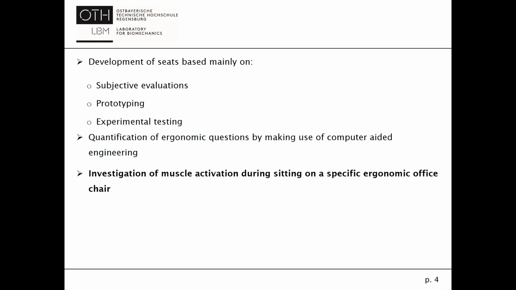We investigate muscle activation during sitting on a specific ergonomic office chair by using multi-body simulation.